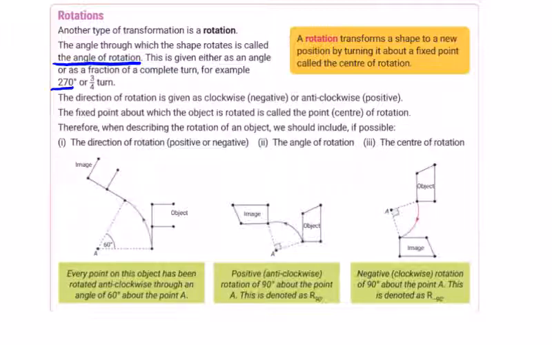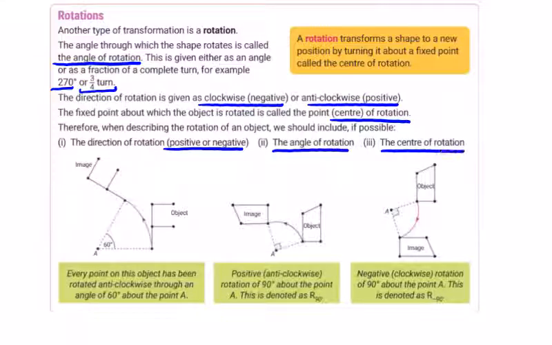270 degrees will be 3/4 of 360. The direction is given as clockwise, negative, or anti-clockwise, which is considered positive. The fixed point about which the object is rotated is called the point or the center of rotation. These are just the notes that you put into your copies. Therefore, when describing the rotation of an object, we should include, if possible, the direction, either positive or negative, the angle of rotation, and the center of rotation.